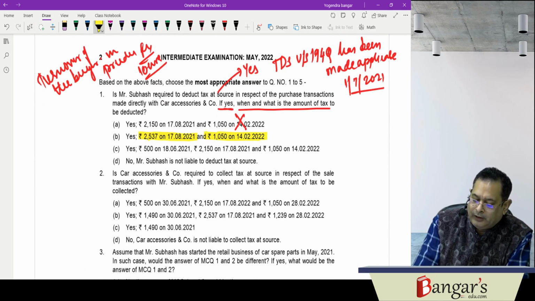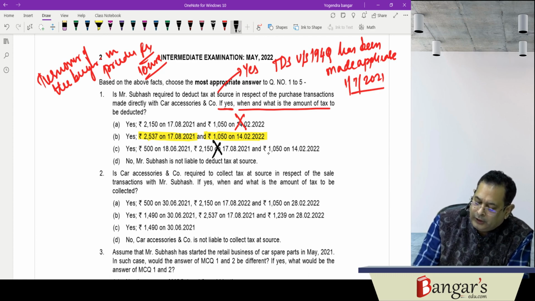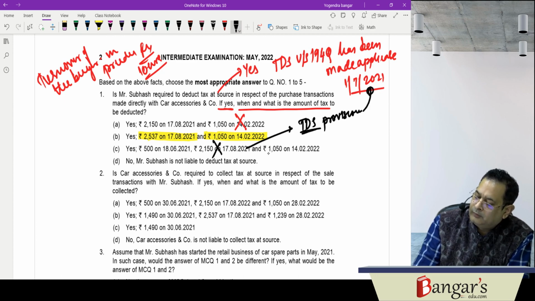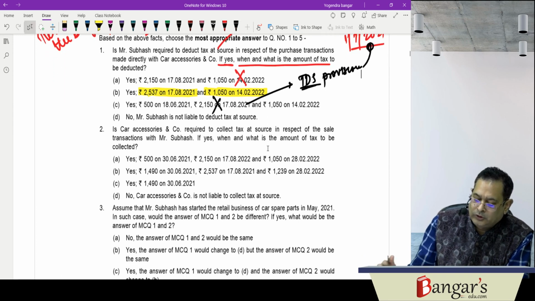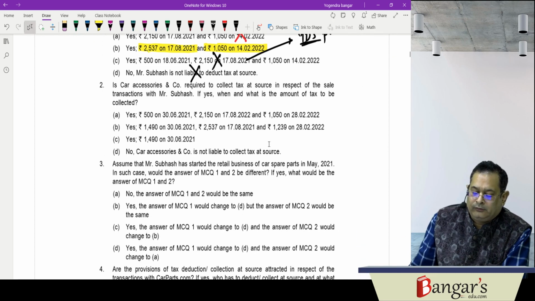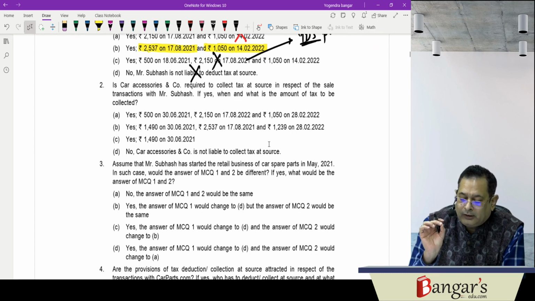It will be 500 rupees. No, because TDS provisions have been made with effect from 1st of July. No, Mr. Subhash is not liable to deduct tax at source. That is also wrong.